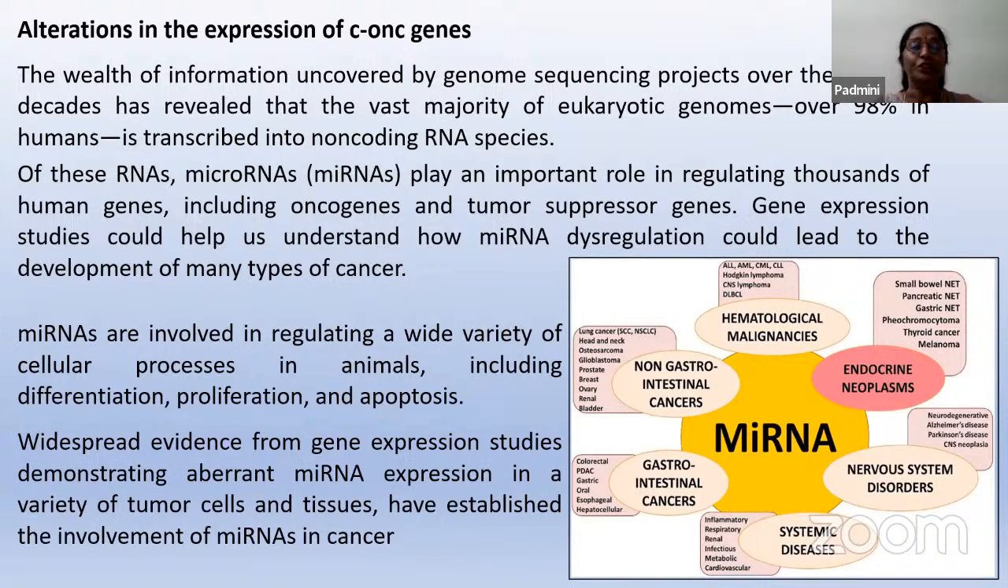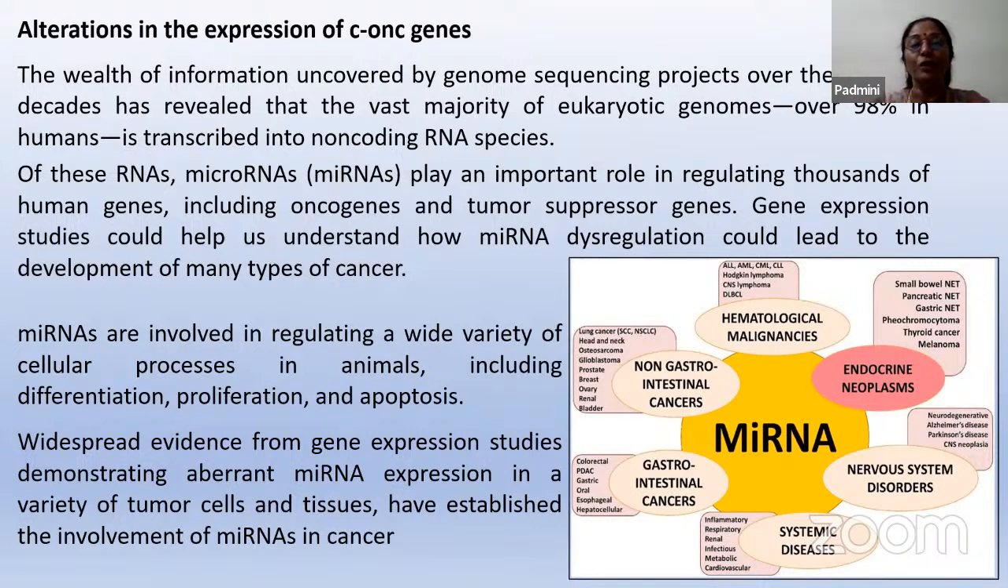So, alterations in the expression of c-onc genes. What are the alterations? The wealth of information uncovered by the genome sequencing projects over the past few decades has revealed that the vast majority of eukaryotic genomes, including the human genome, is transcribed into non-coding RNA species. What do you mean by non-coding RNA species? In the eukaryotic genome, you have a number of non-coding RNA species. They are present, but they are inactive. They are not coding for protein. So these are called non-coding RNA species.